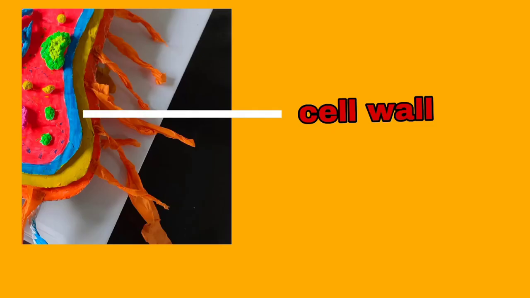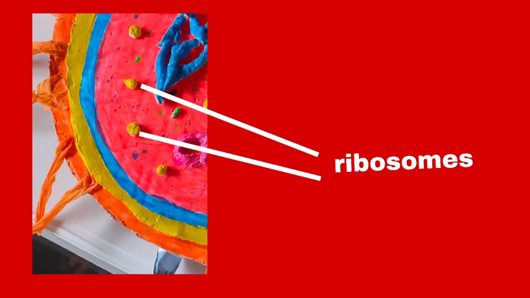Cell wall is a structural layer surrounding some types of cells. It provides the cell with both structural support and protection. Ribosomes are cellular particles made of RNA and protein that serve as the site for protein synthesis in the cell. Ribosomes have two main functions, decoding the message and formation of peptide bonds.